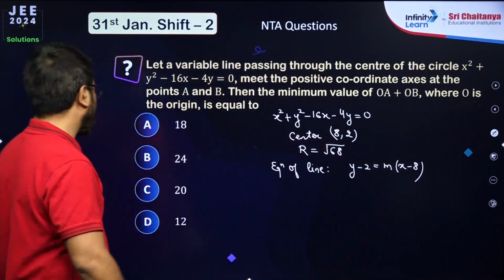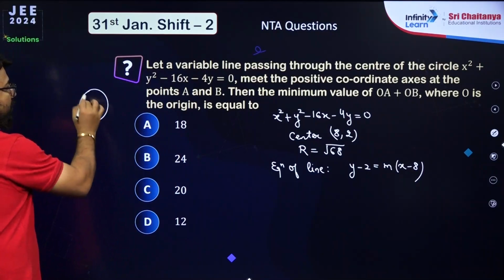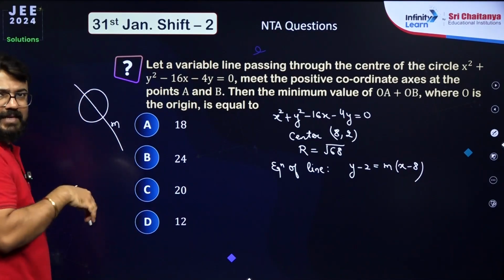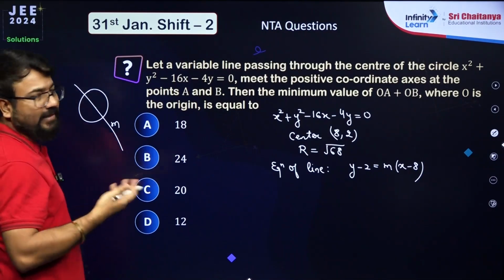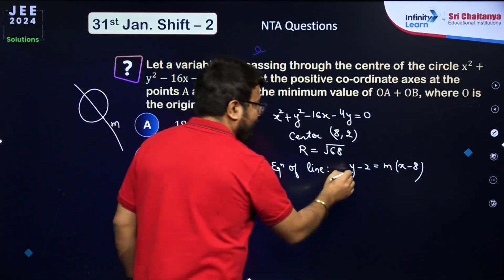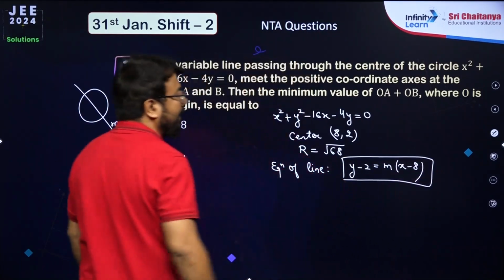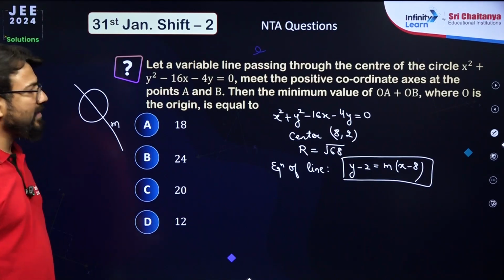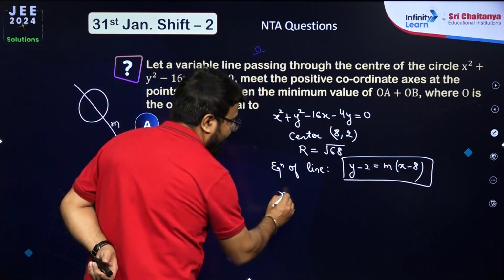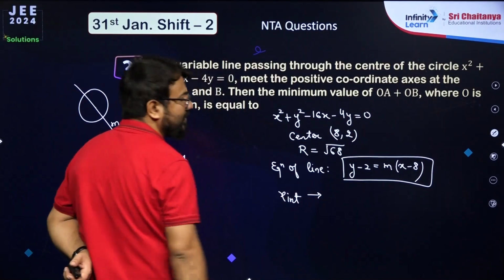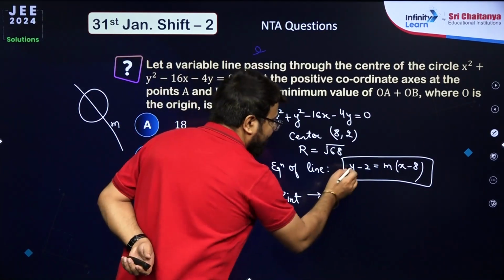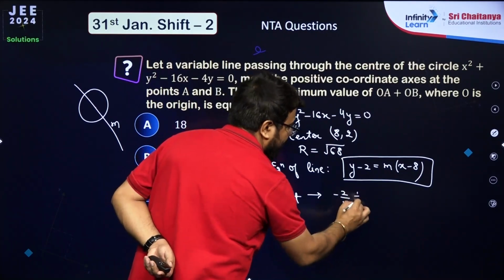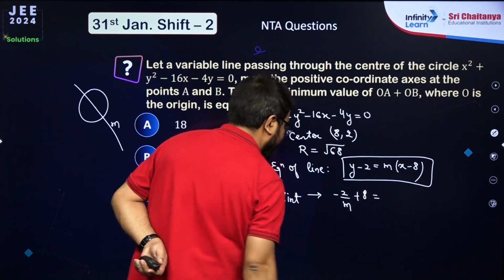Let us assume there is a circle being given to us. From the center, the line is passing with a slope m, and it will be intersecting the x-axis and y-axis at the points capital A and capital B. For this line, I need to find the x-intercept as well as the y-intercept. Let us first find the x-intercept. If I want to get x-intercept, y should be 0. So if I place y as 0, x value will be minus 2 upon m plus 8. This will be the x-intercept.